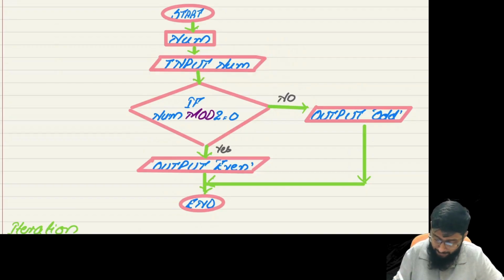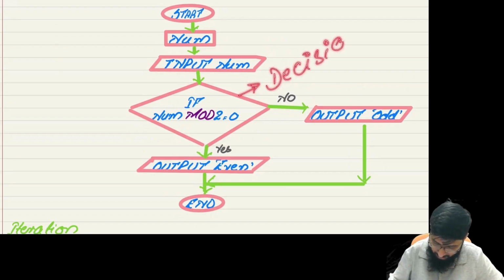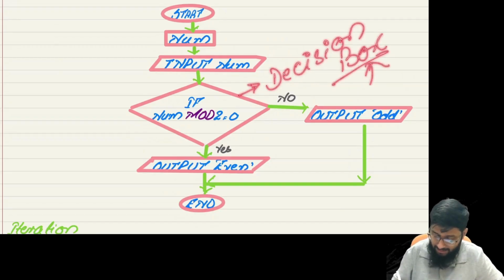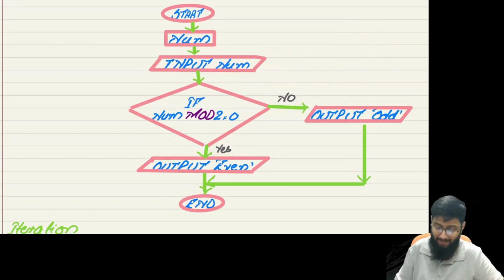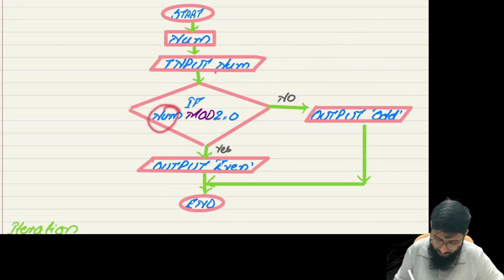Just after that, I place a decision box over here. Now this decision box says either yes or no. So what will be the condition that I'm going to apply? It says if num, that was input by the user, mod.